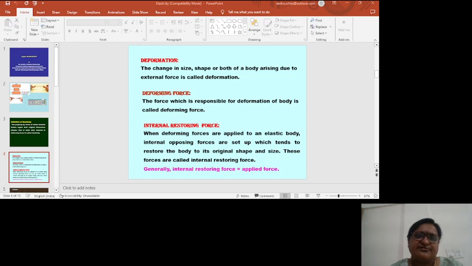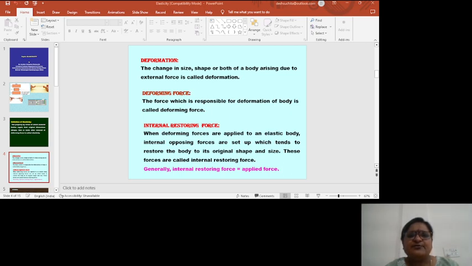These are the basic definitions of elasticity we have already seen. Then what is deformation? The change in shape, size, or both of the body due to external force is called deformation. Deforming force is the force which is responsible for deformation. Deforming force, internal restoring force.